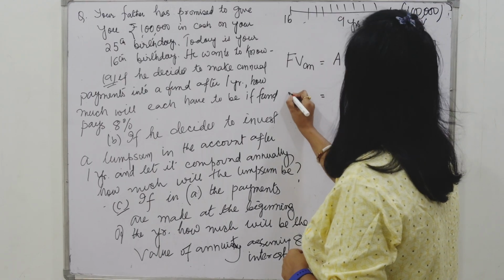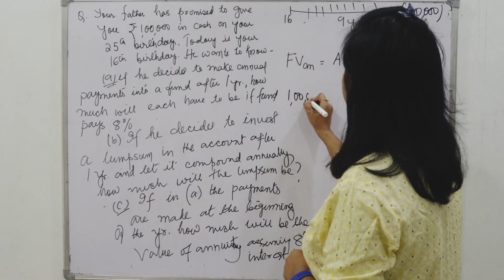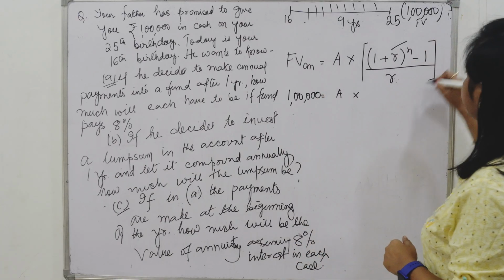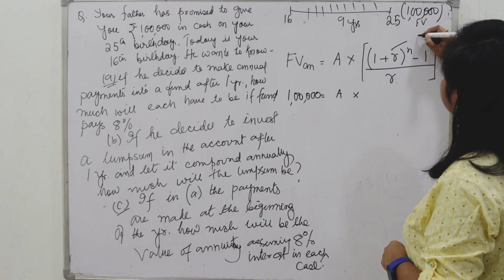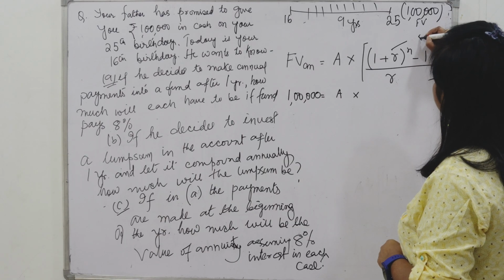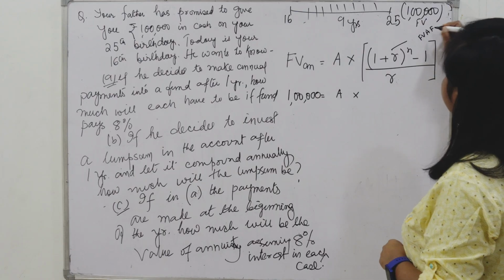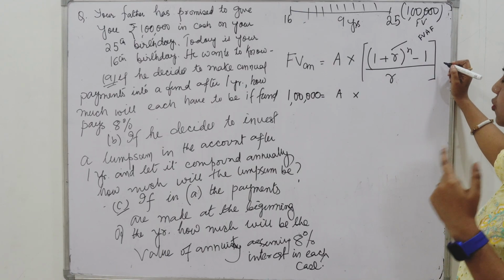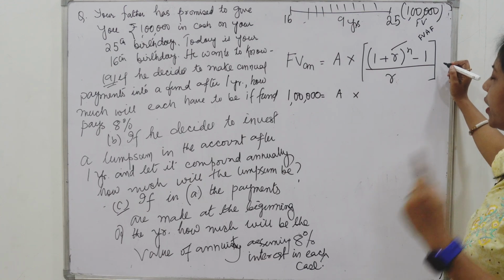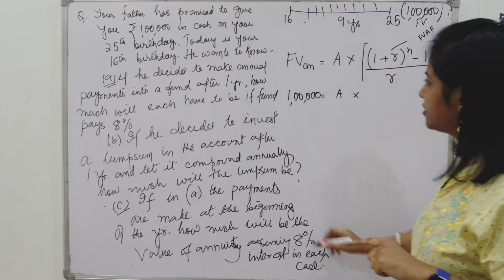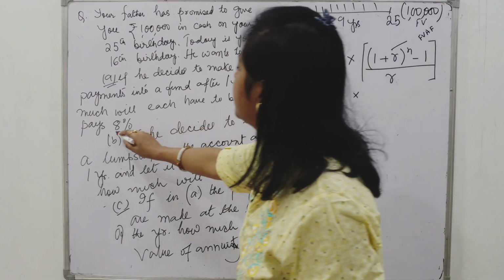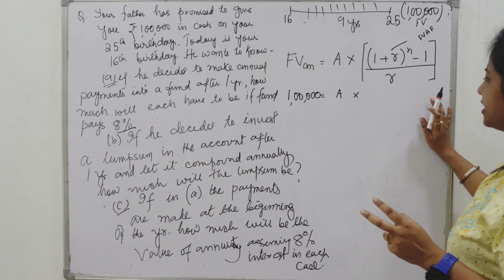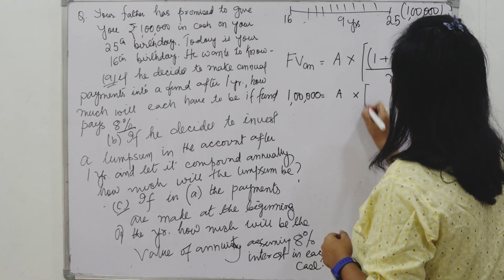So see, future value is known to us, it is 1 lakh. We have to know what is A, and then this factor that I have written here, this is known as the future value of annuity factor. You can find out, either you can solve it or you can find out from the book what is the future value of annuity of rupee 1 at 8% rate of interest, because here it is mentioned 8% rate of interest for 9 years. You can find out directly, or you can use this formula, and let's write the formula.